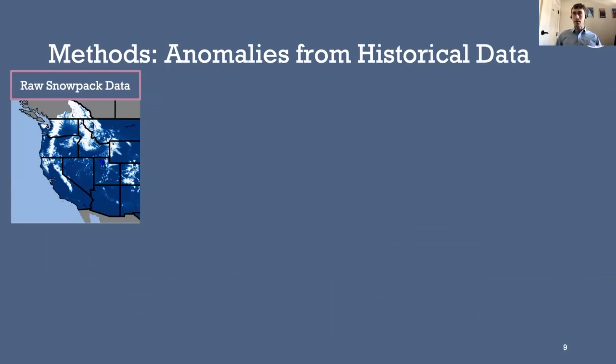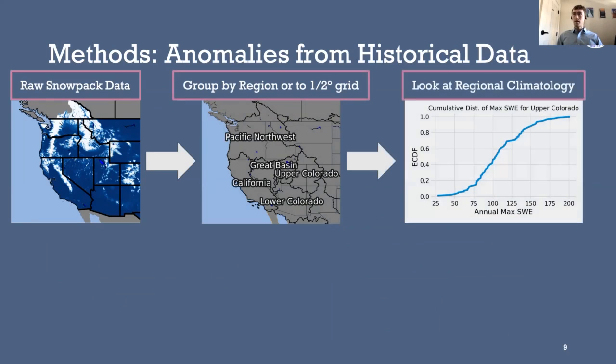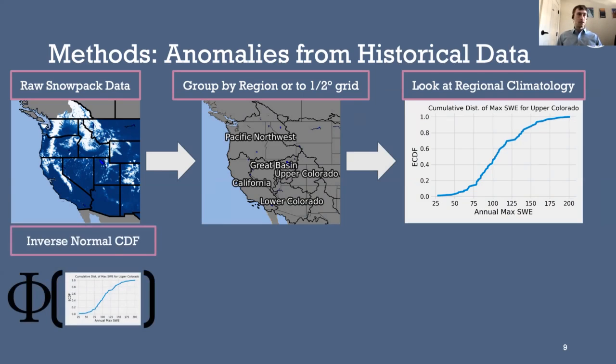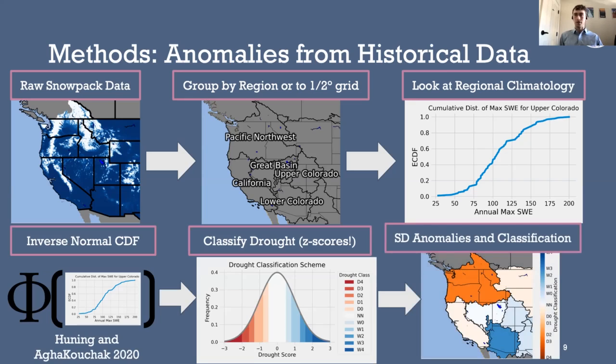So let's go into how exactly we classify snow droughts. So we take raw snowpack data, and we then aggregate it to a particular region or across a half-degree grid, so just looking individually at grid cells. We can then look at the distribution of the regional climatology. So here we're looking at an ECDF, or empirical cumulative distribution function, for the max SWE for the upper Colorado region. And basically this gives us a sense of what do most years look like and what do the extreme years look like. What we can take from there is we can simply apply an inverse normal CDF and then classify them similar to how the US Drought Monitor does it, to get basically a classification for a given region or a given grid cell at a particular time. So this is either a month or a year. So for example, in this graphic here, we see that the Pacific Northwest region is experiencing some kind of moderate to severe drought.